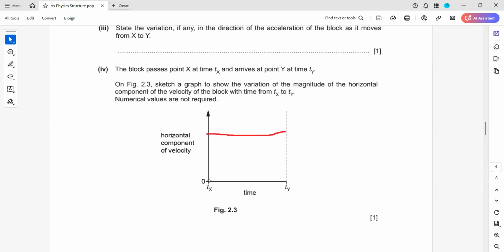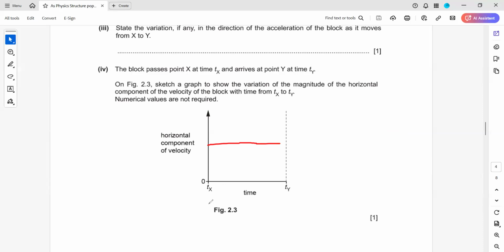If the graph was for the vertical component of velocity, because see this from X to Y, this is point X and this is point Y. It has some vertical velocity and it has a horizontal velocity. And when it is coming down, the vertical velocity increases. So if this was the vertical component of velocity, it will not start with 0, it will start with a certain velocity and then a straight line which shows it is constant, if it was about the vertical component. But because they asked for the horizontal component, it will be a straight line, a horizontal line.